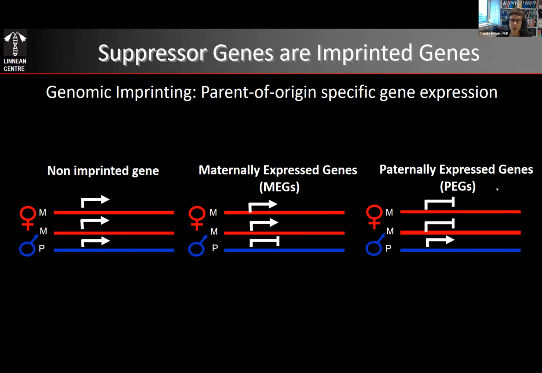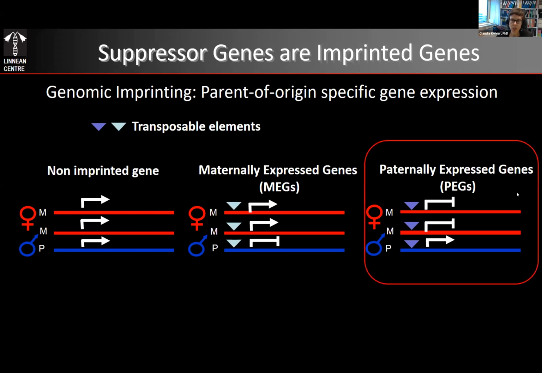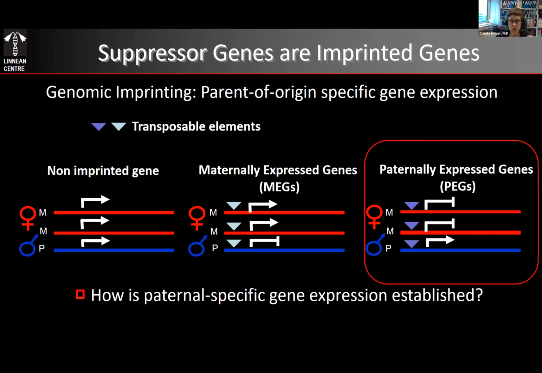And this phenomenon is driven by transposable elements that are generally found in the vicinity of imprinted genes. They recruit epigenetic modifications and with that modify gene expression. And all our suppressor genes belong to this category. All suppressors are paternally expressed genes. With that, we ask the question, first of all, how is paternal-specific gene expression established? And second of all, how does it connect to the triploid block?